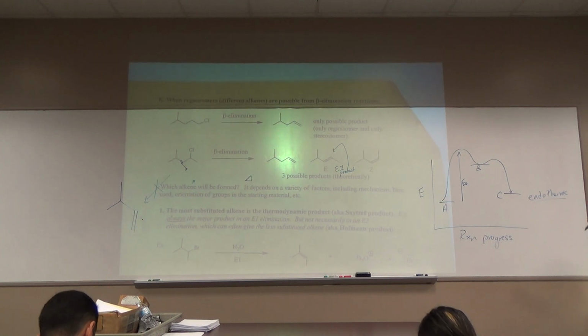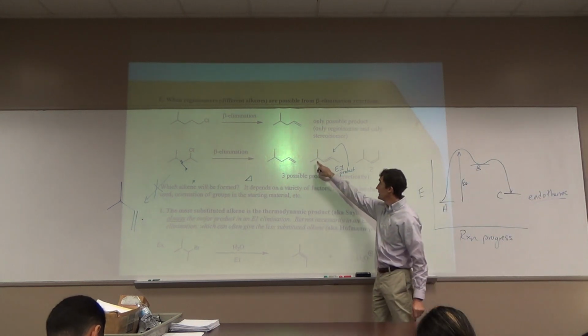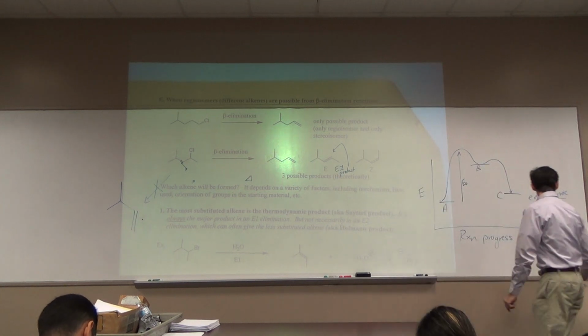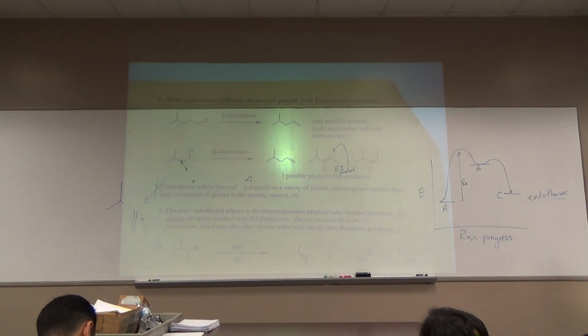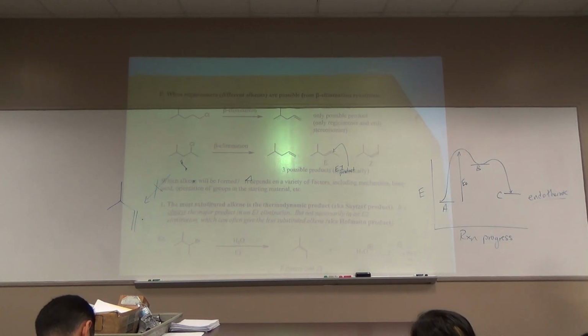Because again, you could have two Zaitsev products, one cis, one trans. Well, then you can determine of the Zaitsev which is most stable. Well, it's going to be essentially trans or E. That's a thermodynamic outcome. Most stable product.